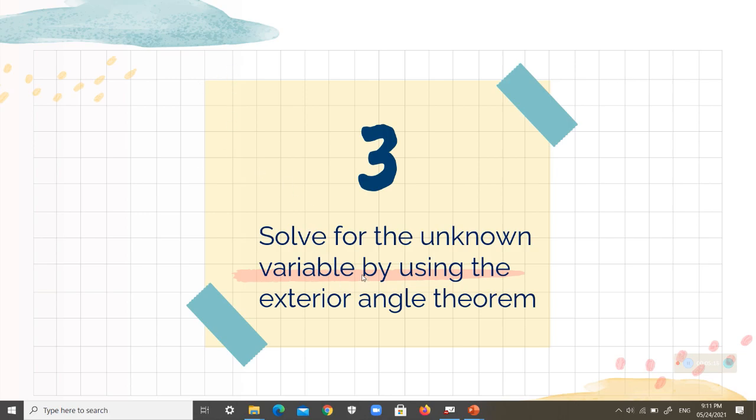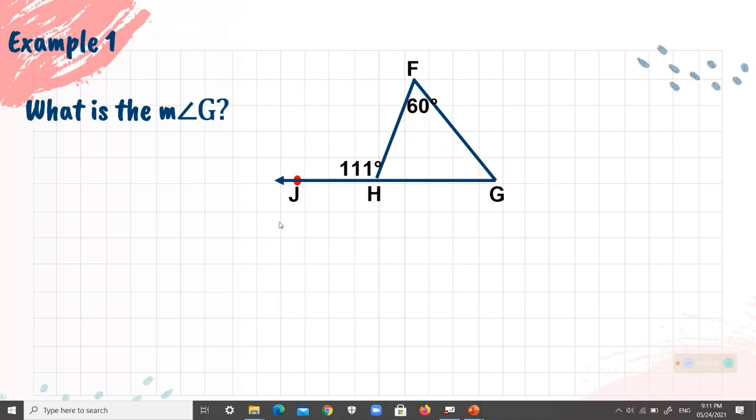Solve for the unknown variable by using the exterior angle theorem. Okay? So what is the measure of angle G in our example 1? So we have the given measure for the exterior angle. We have the measure for angle F, and you are going to look for the measure of angle G here. Okay? So what are you going to do to find the measure of angle G?